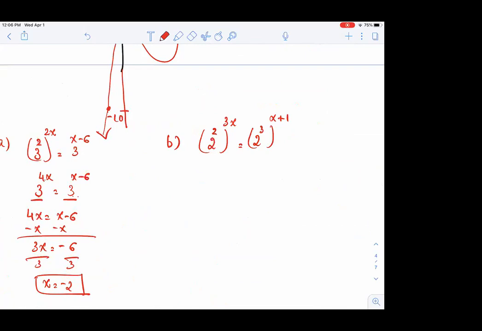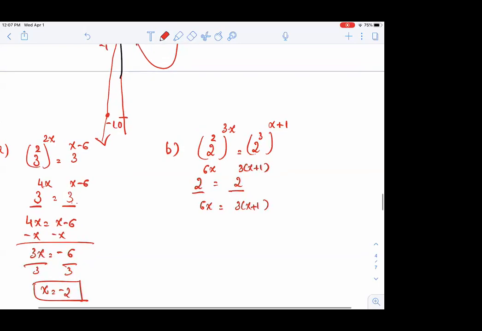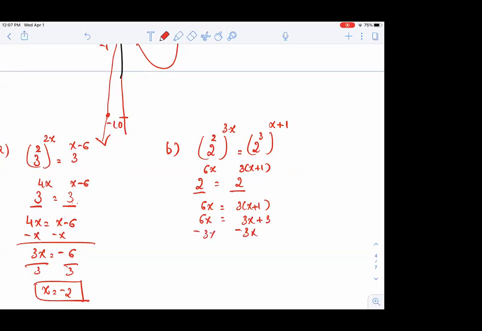Now we are going to use the property of these two combining together. So that's 2 times 3x, which is 6x. And 2 times 3 multiplied by x plus 1. This 3 and x plus 1 get multiplied. This is called the power of a power rule. We have the same base, so we can equate the exponents. We have 6x is equal to 3 times x plus 1, which is 3x plus 3. Subtract the 3x. Divide by 3. So you get x is equal to 1.